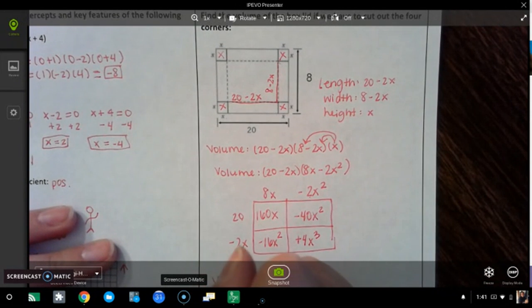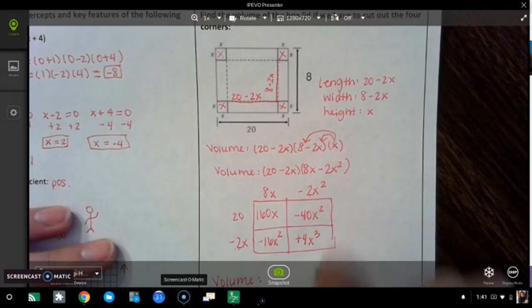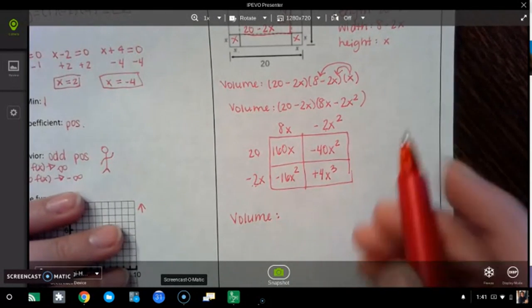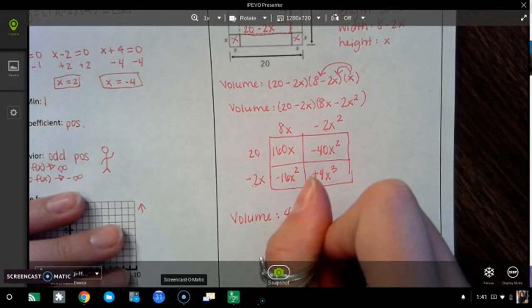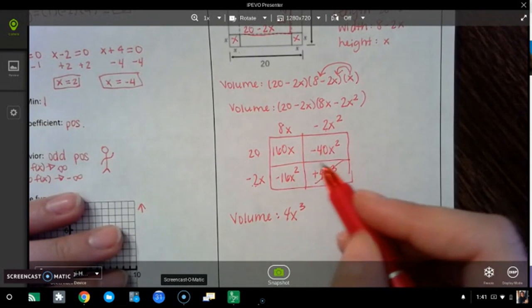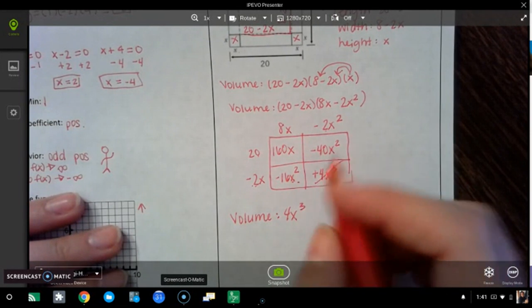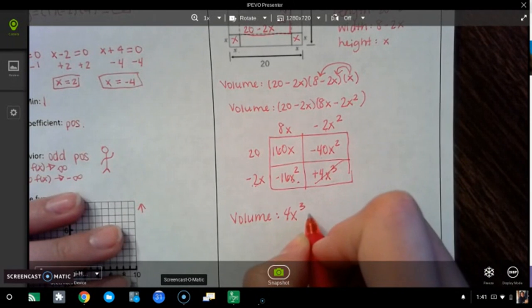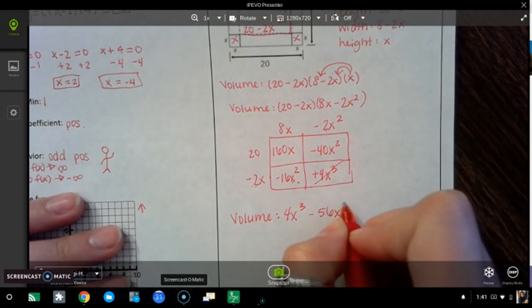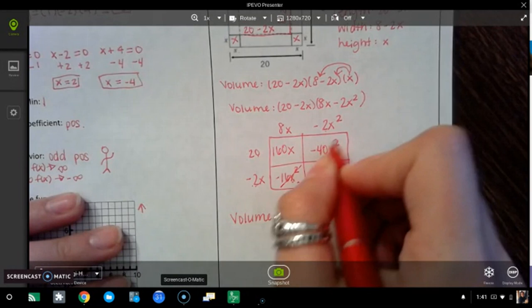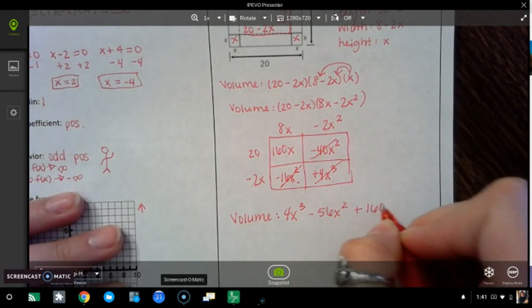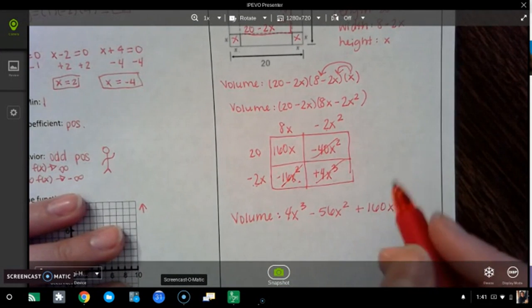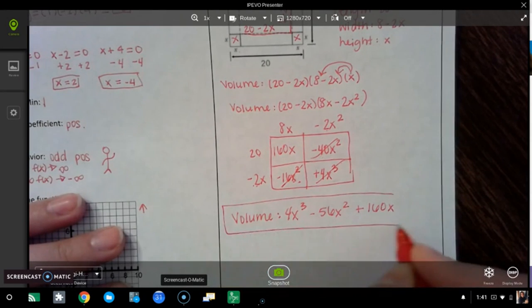So my volume, well, I'm going to write in standard form, so my highest degree needs to be first. 4x cubed. Okay, here's my like terms. So negative 16 plus negative 40 gives me negative 56x squared. So those are done. And my last one that doesn't have a like term is 160x. So that's my volume of the box.